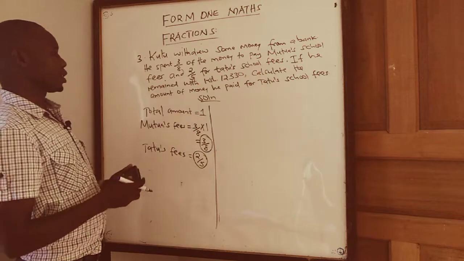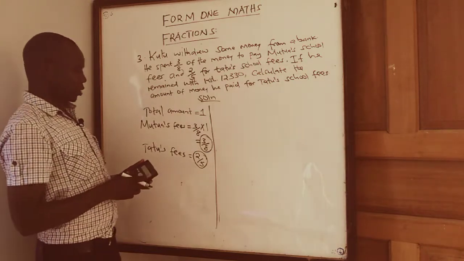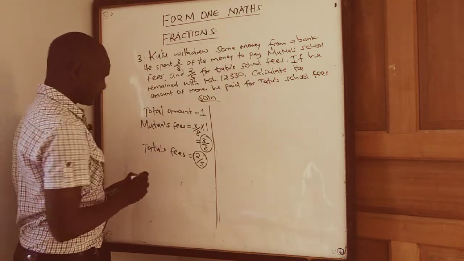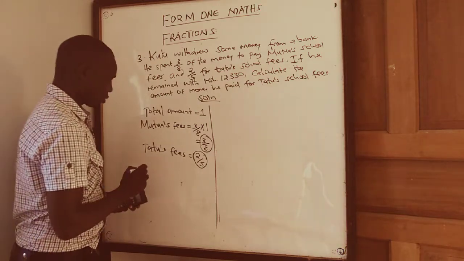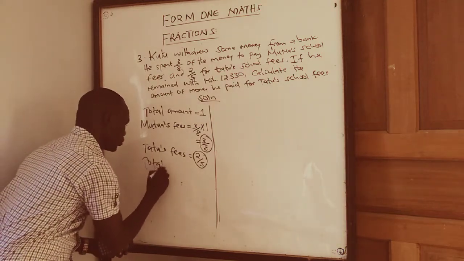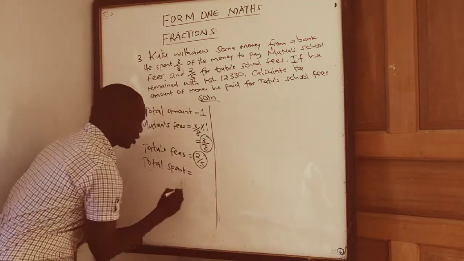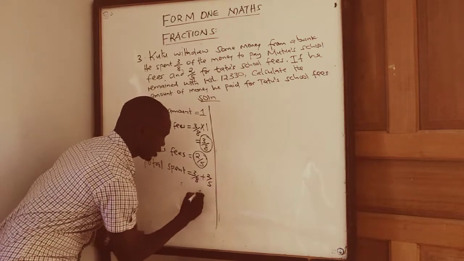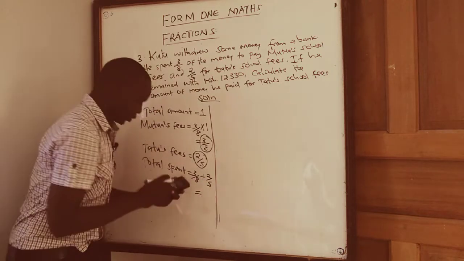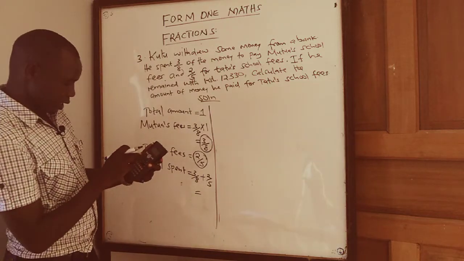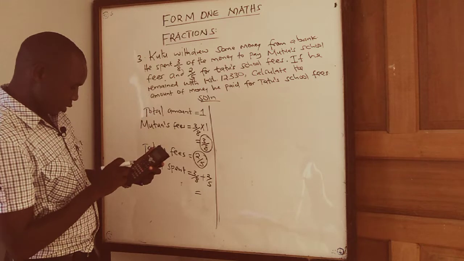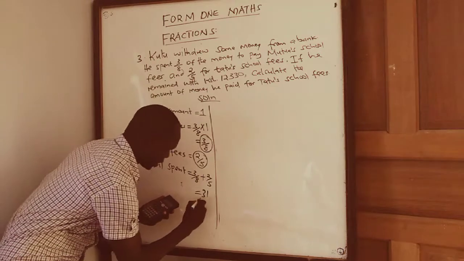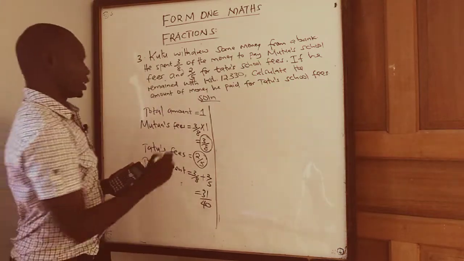If we remained with 12,330, now for us to find the remainder, we need to know the amount that went to Mutua's school fees and the amount that went to Tatu's school fees. So total spent is going to be equal to 3/8. We add 2/5, and this one here is going to give us what? We can use a calculator directly. We have 3/8 plus 2/5, and this is going to give us 31/40.